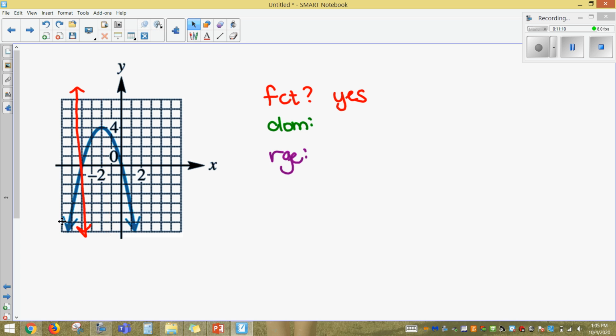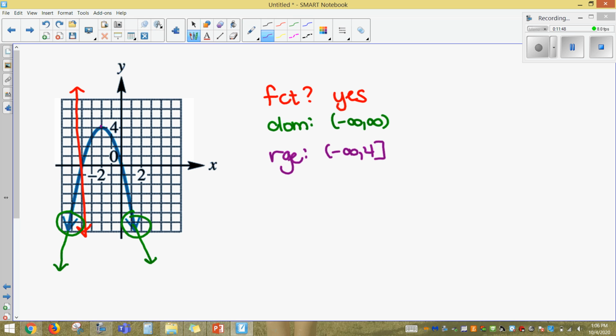For the domain, these arrows indicate that the graph continues on and on and on. And even though it's not getting wide super fast, notice it is getting a little bit wider as we move away in both directions. It's going to go to the left forever, and it's going to go to the right forever. For the range, we're looking for the lowest point of the graph, comma, the highest point in the y direction, and so the lowest point on the graph is -infinity because it continues down without ever stopping. The highest point on the graph is a y value of +4. Right here I have the y coordinate of +4.